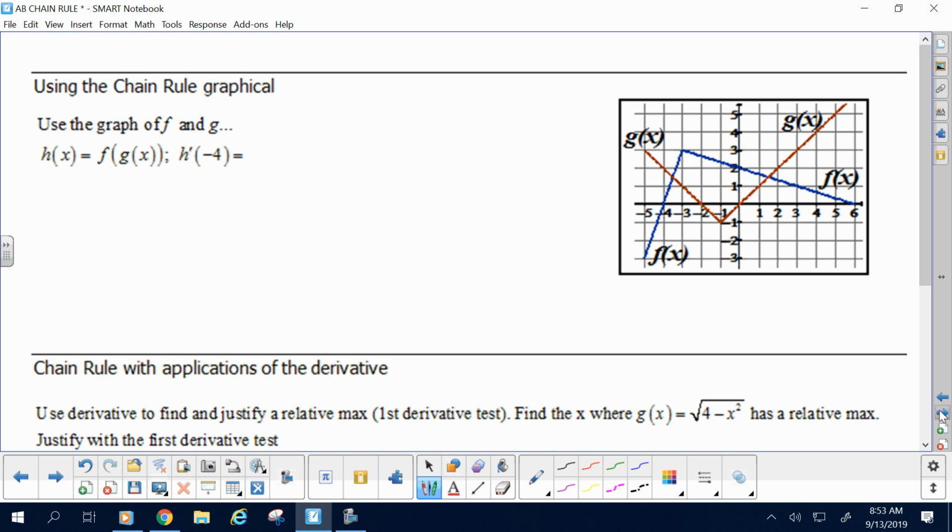Using the chain rule graphically is what it should say, not graphical. Graphically, use the graph of f and g. Do you feel like you could give this a go on your own? All right. Give it a go. Worst thing you can do is fail.